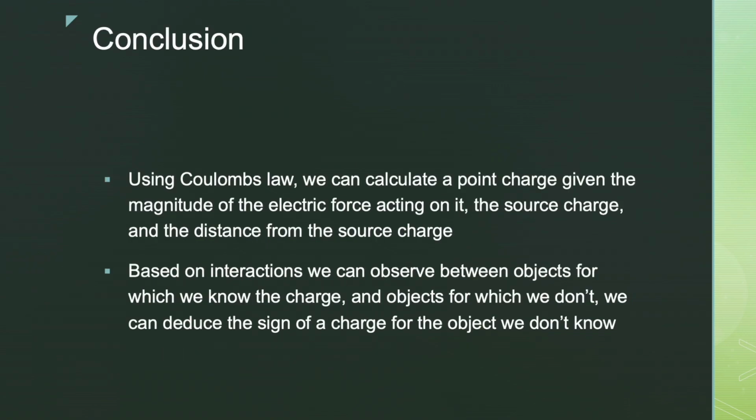So from this lab we can conclude that using Coulomb's law, we are able to calculate a point charge given the magnitude of the electric force acting on it, the source charge, and the distance from the source charge. If we have those three things, we're able to calculate the charge. And based on interactions that we can observe between objects for which we know the charge and objects for which we don't, we are able to deduce the sign for the charges that we don't know.